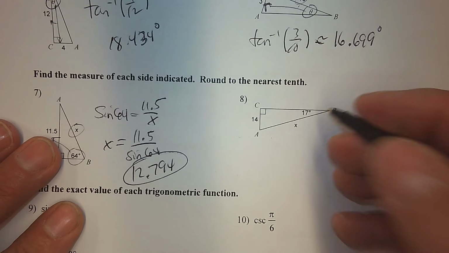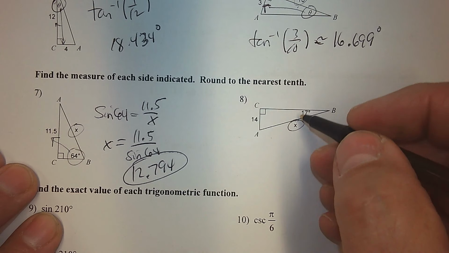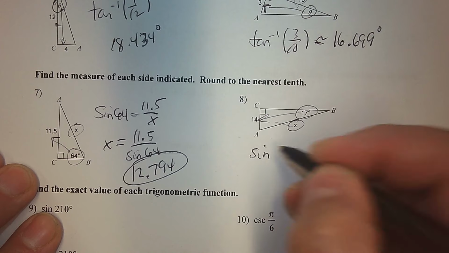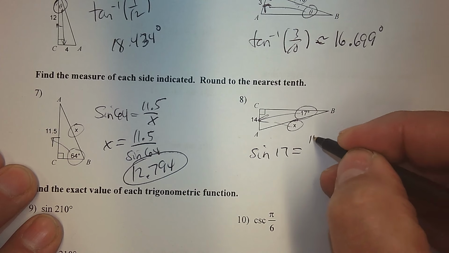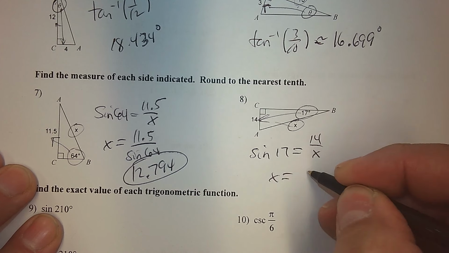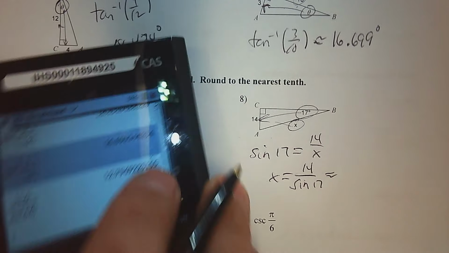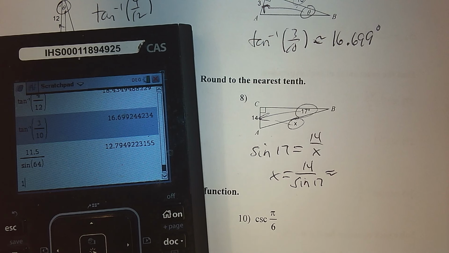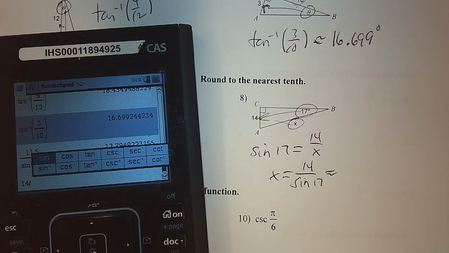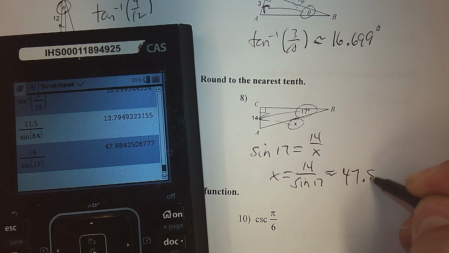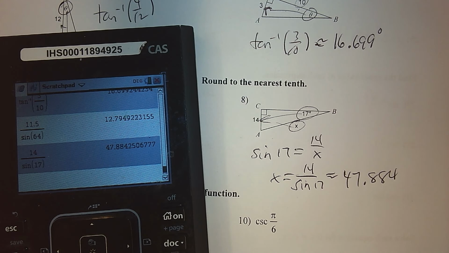Can you find the missing side? So the angle, opposite and hypotenuse, so again it's sine. Again, to get x by itself, multiply and then divide, and then type it in, and I get 47.884.